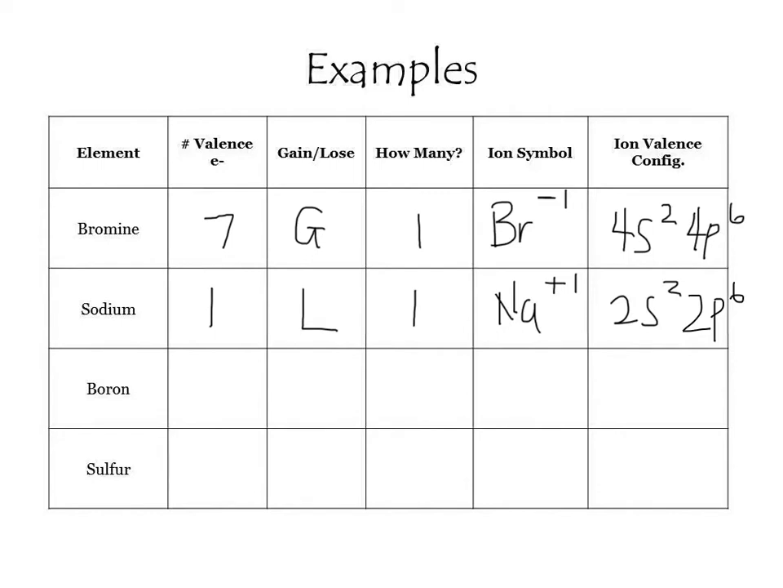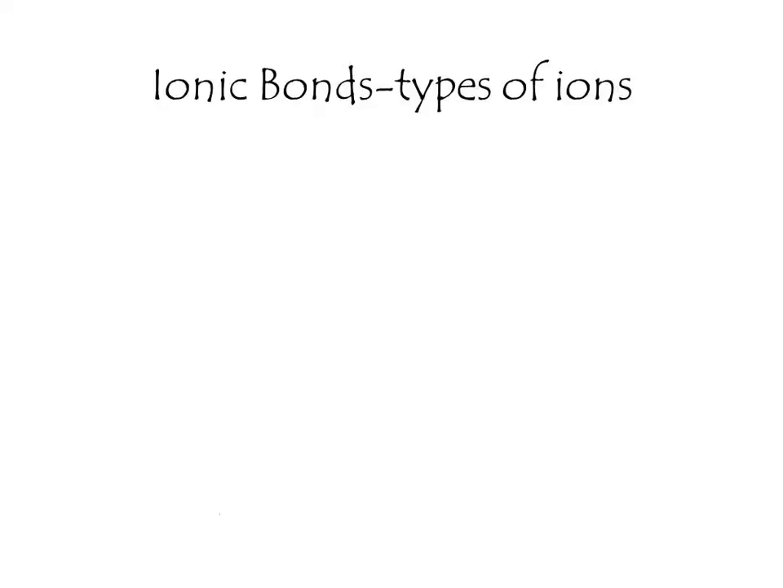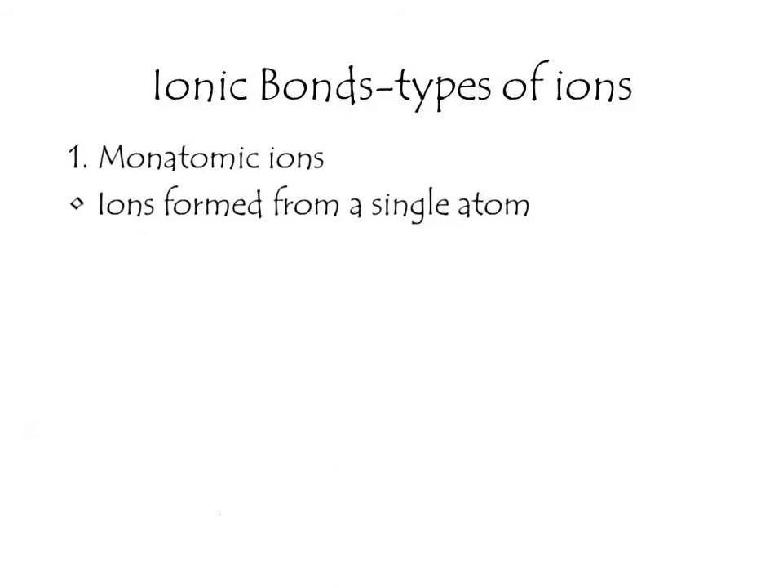All right, go ahead and finish this table, and then also finish the ion worksheet, and we will come back to this worksheet. So let's go ahead and talk about the types of ions we're going to encounter in an ionic compound. The first type are called monoatomic ions. This means that it's an ion formed from a single atom. Some examples are sodium ion and chlorine ion.